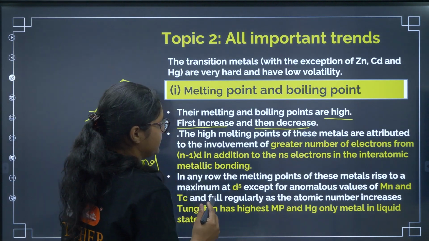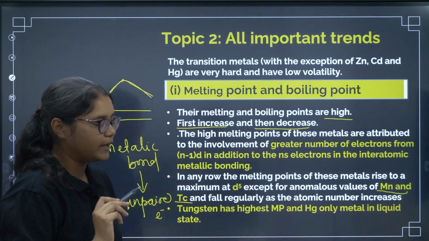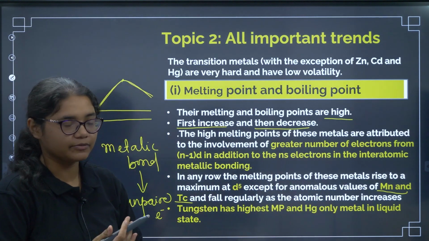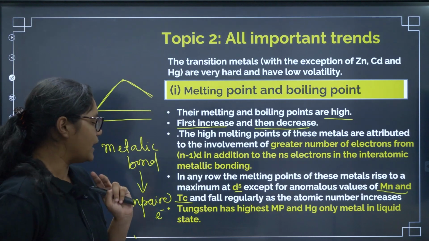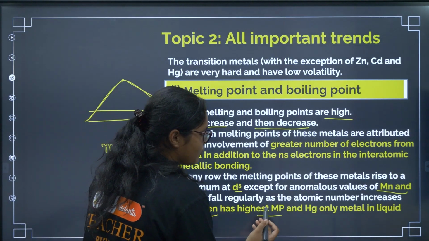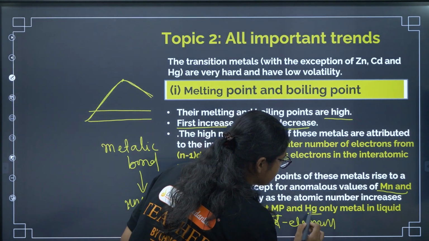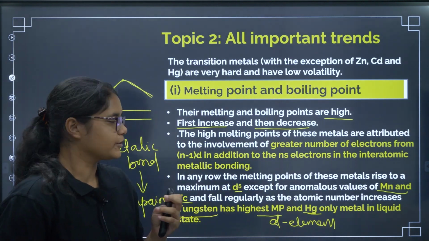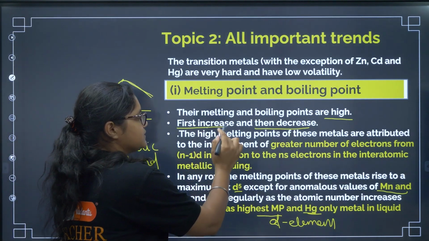Now there is one more exception here. The melting points for manganese and technetium, Tc, do not fall regularly; they decrease for manganese and technetium. So what is the reason for this? They have a stable d5 electronic configuration. And two other things that you have to remember: tungsten, which is the element having the highest melting point in the d element series, and mercury, which exists in the liquid state. It is the only metal that exists in the liquid state. So these are some MCQs that you can expect. And the other thing that you have to remember is first increase and then decrease.